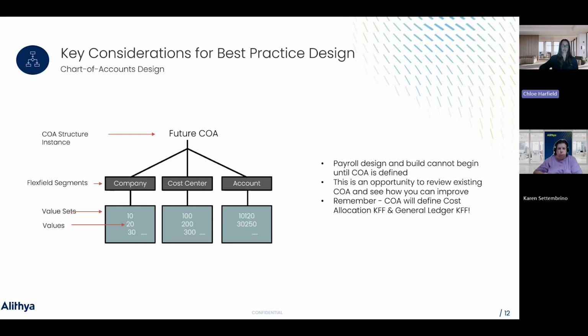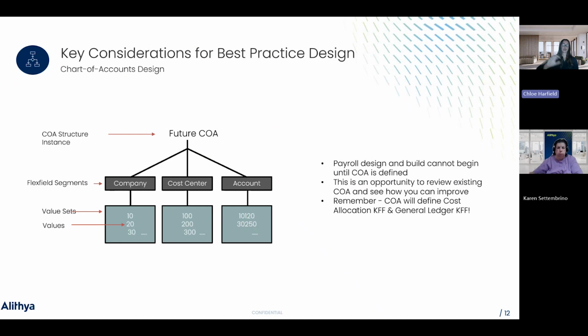And when we're defining the segments, we're looking for consistency such that segments are mirrored, like company, department, cost center, account across both GL and payroll. We're ensuring that we have value set alignment for those key accounting flex fields and the cost allocation flex fields, but that we're also designing the chart so that it's scalable, not only to support the growth that you anticipate now, but also future growth, whether that comes from adding new departments, new cost centers, or expanding internationally.